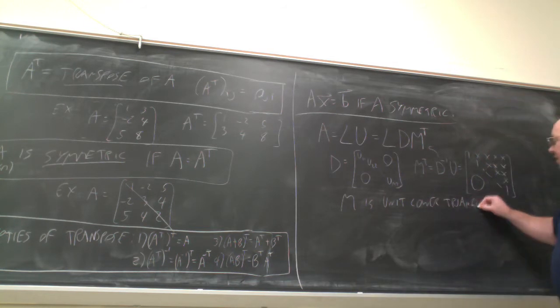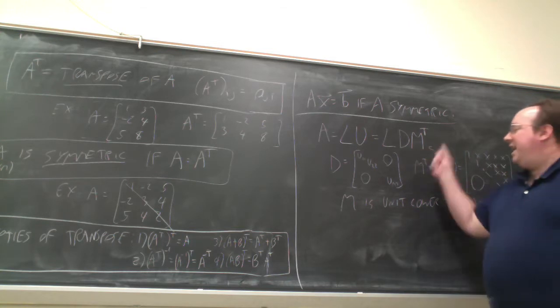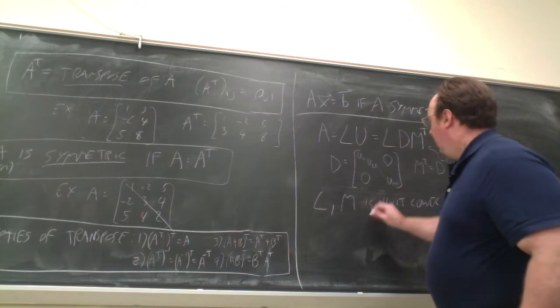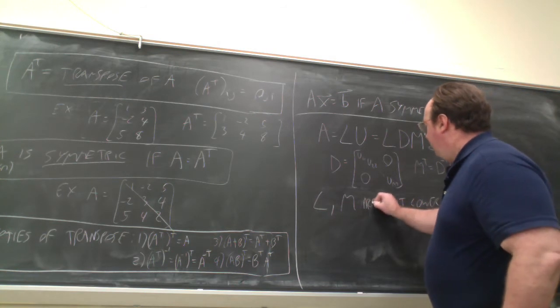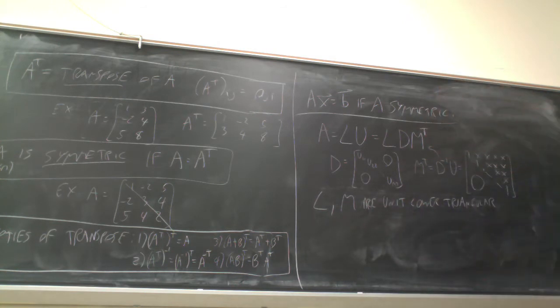So all I've done here is factor out U. I've factored U as a product of a diagonal matrix where the diagonal entries go, and then a unit upper triangular matrix, which is the transpose of a unit lower triangular matrix. So now L and M are both unit lower triangular. This is called the LDMT factorization.